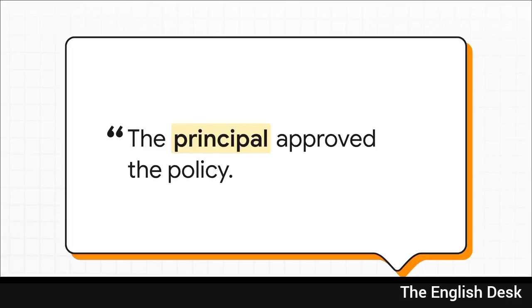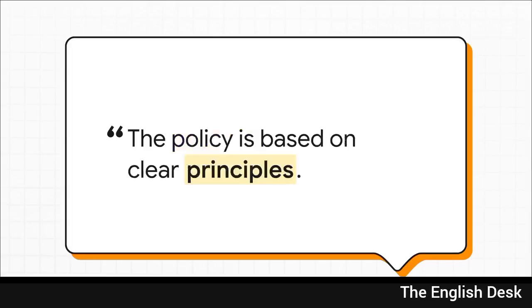So let's use our little test. Are we talking about a person? Yes! So it's got to be principal with an A. Okay, but what about this one? The policy is based on clear principles. Now, is the policy based on a person? Nope, it's based on a set of guiding rules or ideas. Since we're talking about those guiding concepts, we use principles with an E. See the difference? Person versus idea.